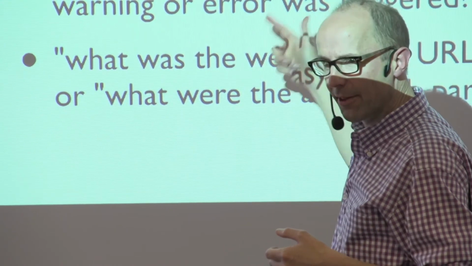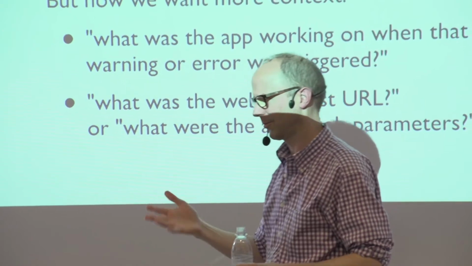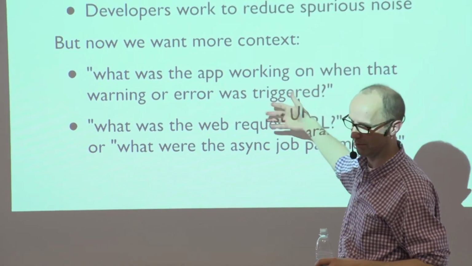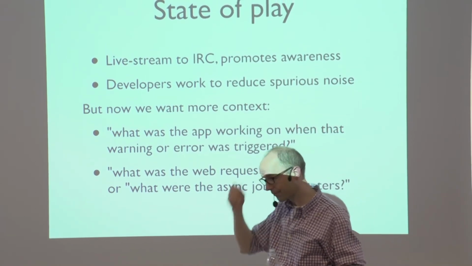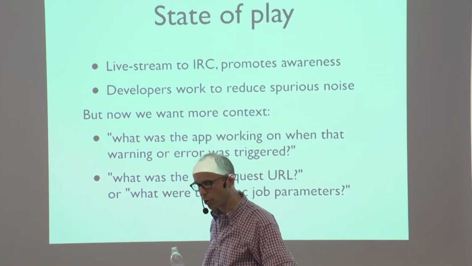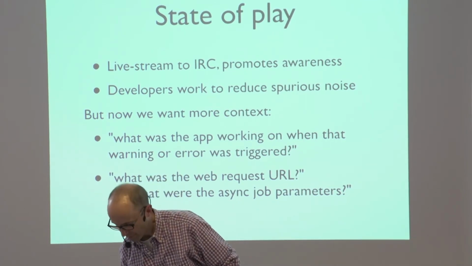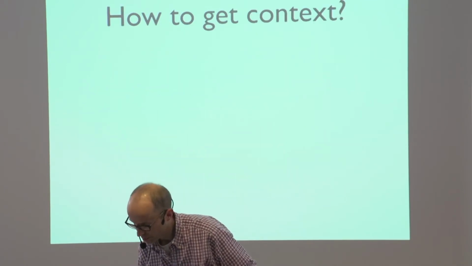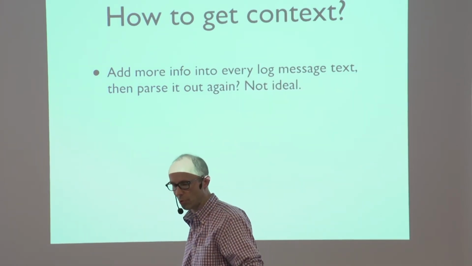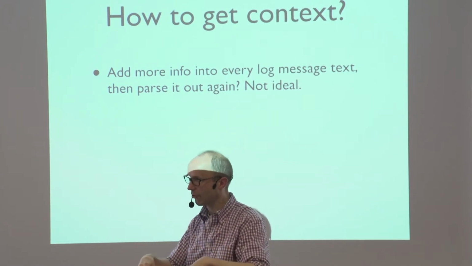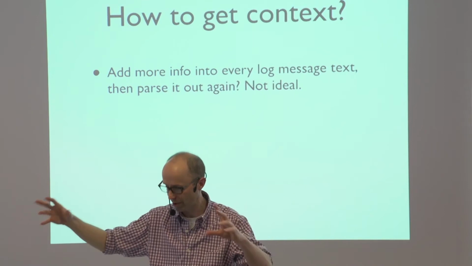But we often get this question. If there's an uninitialized variable warning, what was the code doing when that happened? These kinds of things can be very hard to understand, the cause, or what web request was being run. So we need more context. So how do we get context? My original thought years ago was that we just bung more fields into the message and then parse them back out. But it means that all the messages get longer and longer, and it's hard to see what's going on.